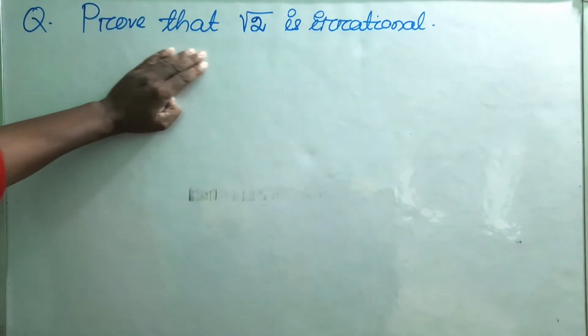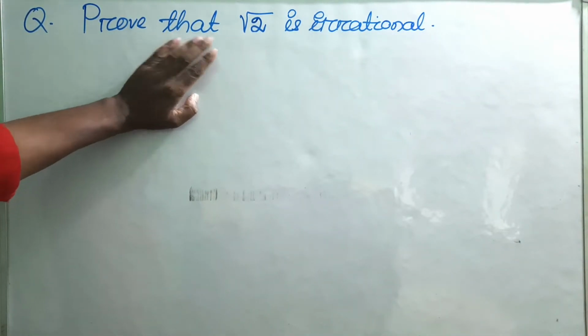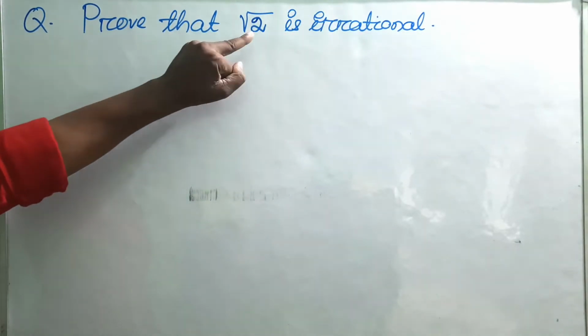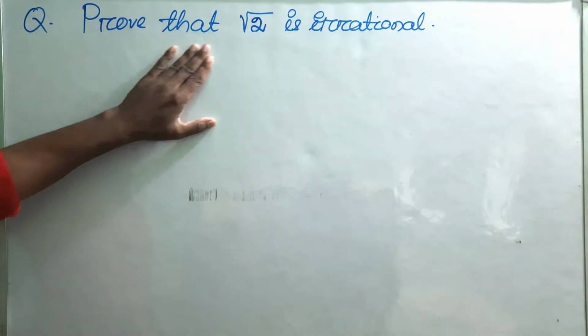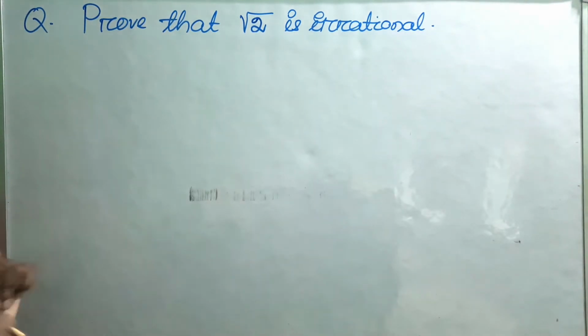Today we will solve this question. What is the question given here? Prove that root 2 is irrational. Irrational means not rational. So we have to prove that root 2 is not rational. Everybody knows that this type of problem is generally solved by the method of contradiction.